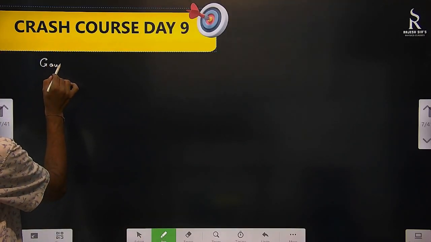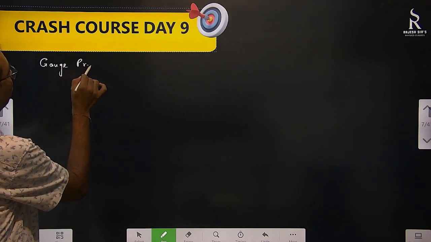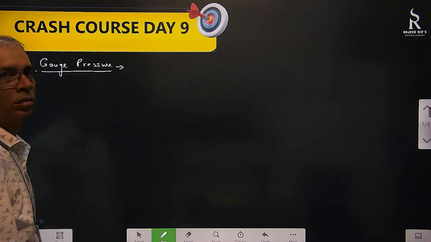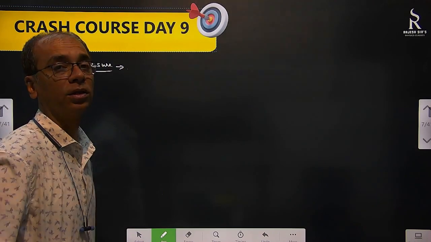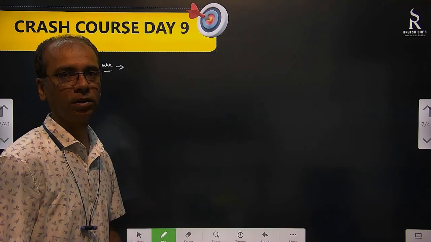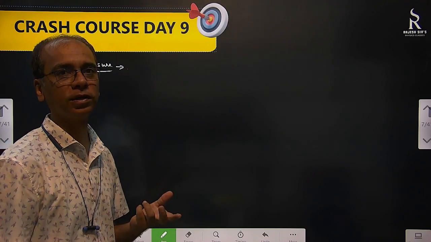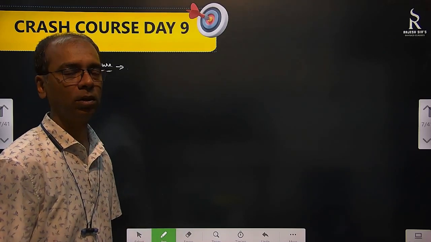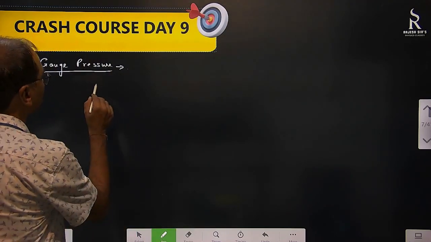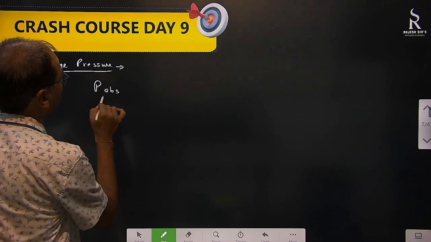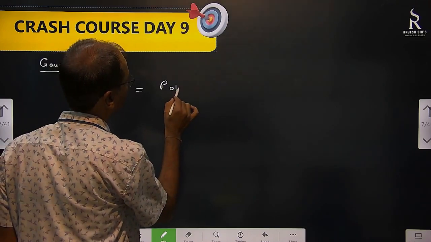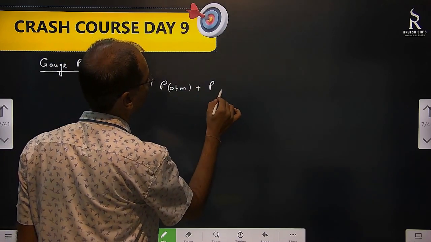Now what next are we going to study? We're going to talk about gauge pressure. What is gauge pressure? It is the extra pressure other than atmospheric pressure. If at any point we are measuring the pressure and it comes out to be more than atmospheric pressure, then how much pressure is more than atmospheric is called gauge pressure. At any point, whatever pressure you have is called the absolute pressure of that point. And absolute pressure of that point is equal to atmospheric pressure plus gauge pressure.